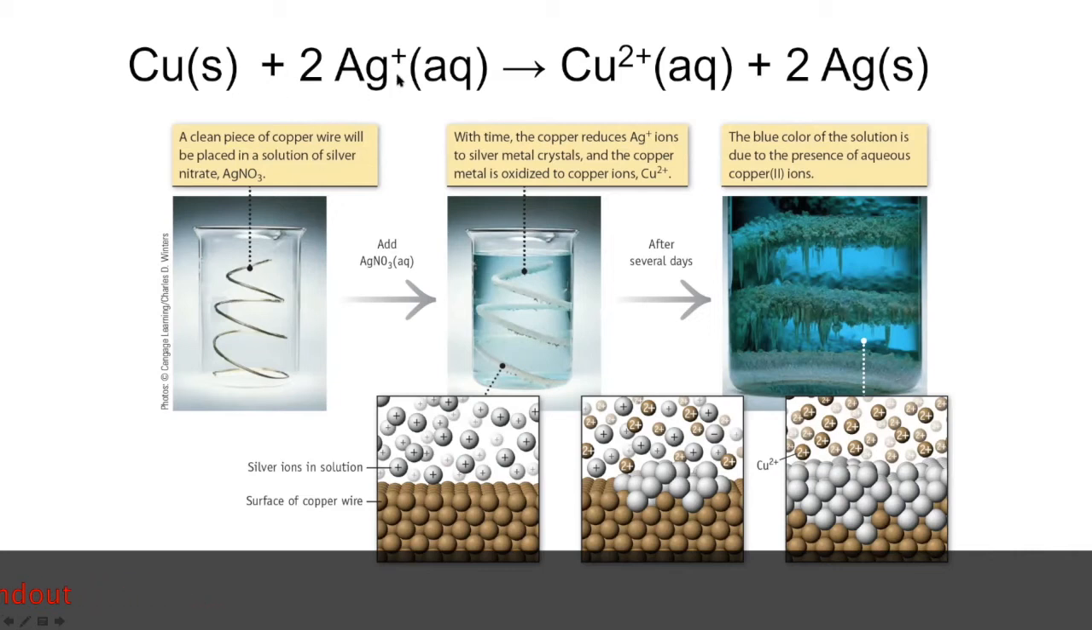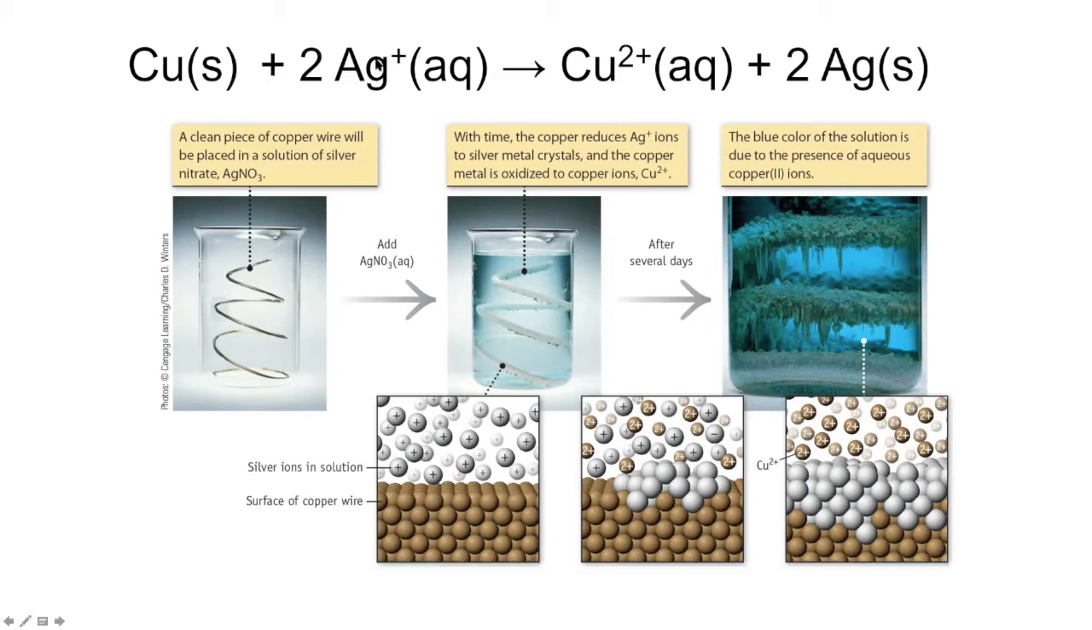And where are those electrons coming from? In order for these positive ions to become neutral metal, they have to take on some electrons. Well, the electrons are coming from the oxidation of the copper metal. So some of the atoms in this copper wire, as you can see here, are becoming copper ions in solution. And so it's providing electrons to those silver ions and causing them to plate out as silver atoms on the surface of that wire. And that's what you see happening here.